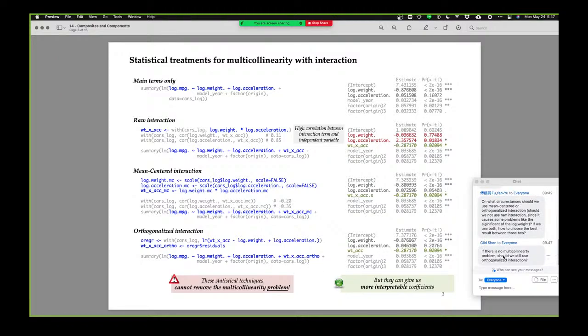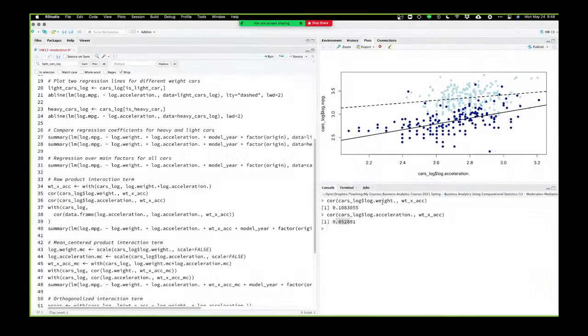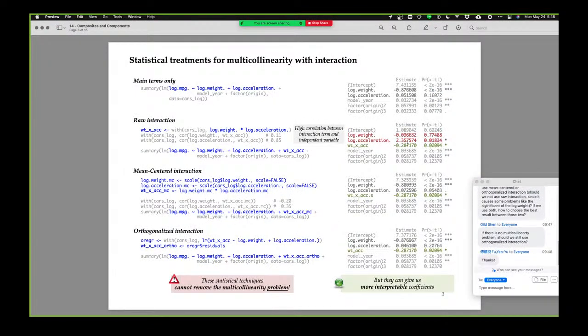So Guild asks, if there is no multicollinearity problem, should we still use orthogonalized interaction? Fantastic question. I think you should, and I'll tell you why. Because we sometimes think that we need a very strong multicollinearity to screw up our results, but it often doesn't take a very strong correlation. So for example, we saw that log weight was actually only very minorly correlated with the interaction. It might be tempting to say here, oh, the log weight is not going to have a problem, acceleration is going to have a problem. Whereas in reality, they both had a big problem.